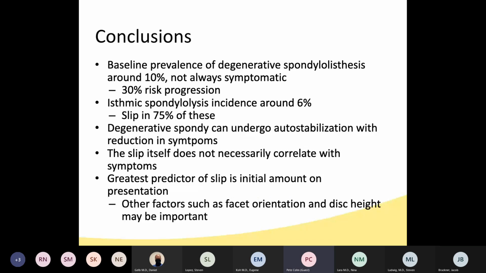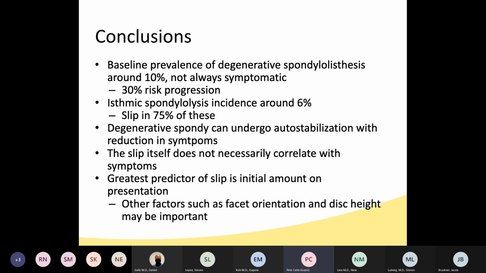So overall conclusions: the baseline prevalence of degenerative spondylolisthesis is around 10%, and it's certainly not always symptomatic, but there's a 30% risk of progression. For isthmic spondylolisthesis, the incidence of spondylolysis is around 6%, and there can be a concomitant spondylolisthesis in about 75% of these patients. Degenerative spondylolisthesis can undergo auto-stabilization over time with reduction in symptoms, particularly back pain symptoms, and the slip itself does not necessarily correlate with the symptoms.